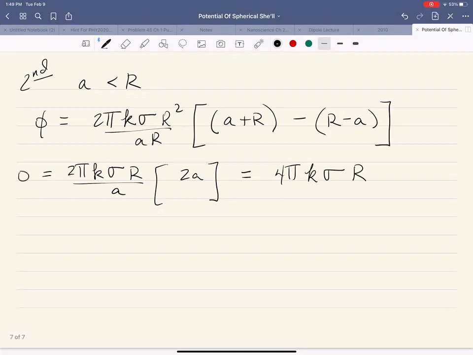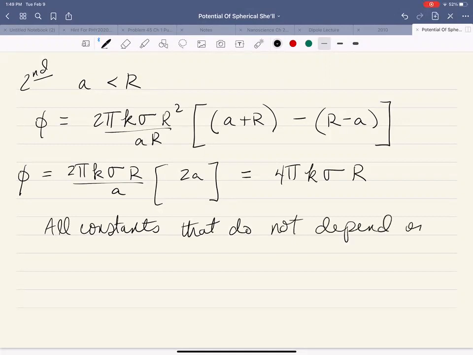All right, now, what does this mean? Well, first of all, if you look at this, this is all constants here, all constants that do not depend on A. So what that means is no matter where you put your point inside of your sphere, it doesn't matter because the potential is always going to be 4 pi K sigma R, right? It's going to be the same throughout the sphere.